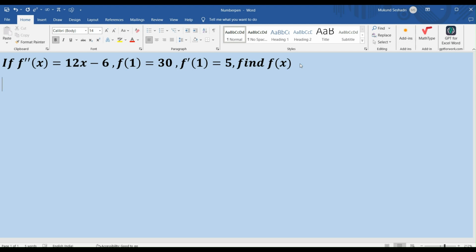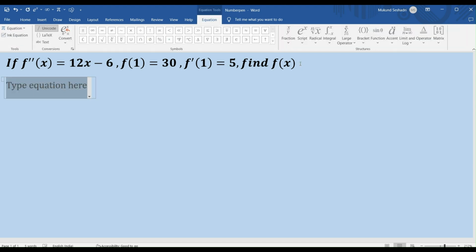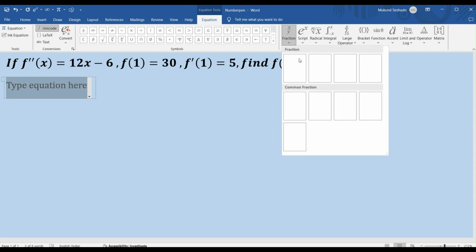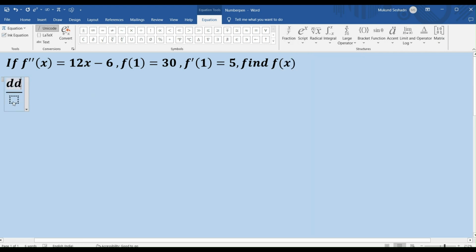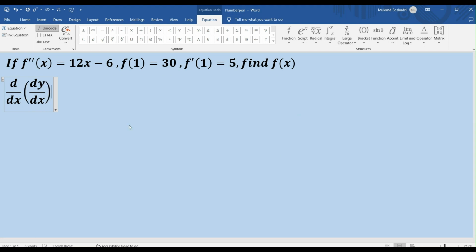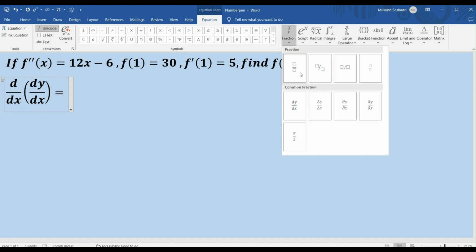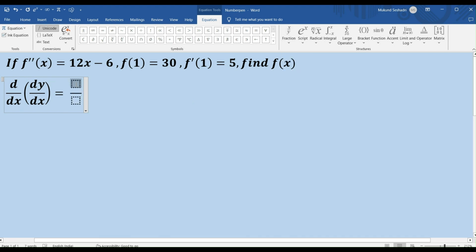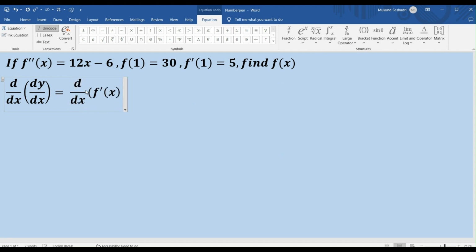So what do we mean by f double dash of x? Our f double dash of x is nothing but d by dx of dy by dx, and this is equal to d by dx of f dash of x, because my f dash of x is nothing but my dy by dx. I have been given my f double dash of x, which is nothing but 12x minus 6, right?